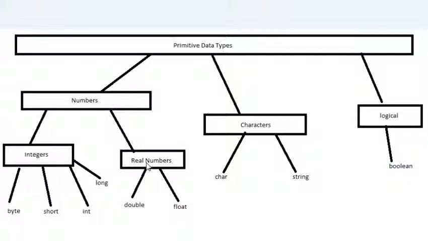Moving on, we have real numbers. Real numbers are anything that can hold a decimal value. We have double and float. Double is a 64-bit data type, and it's a 754 floating point, which may not mean much to you, but what that basically means is that it can hold a really long decimal. And a float is a variant of the double.